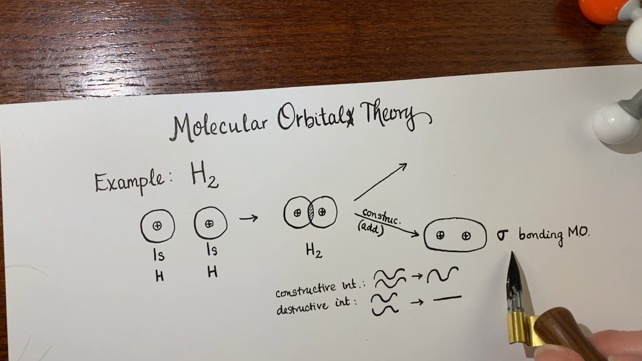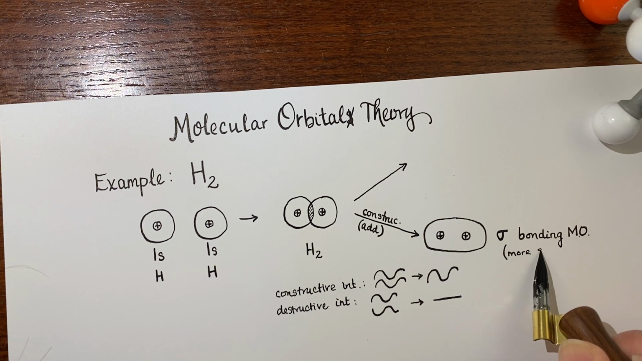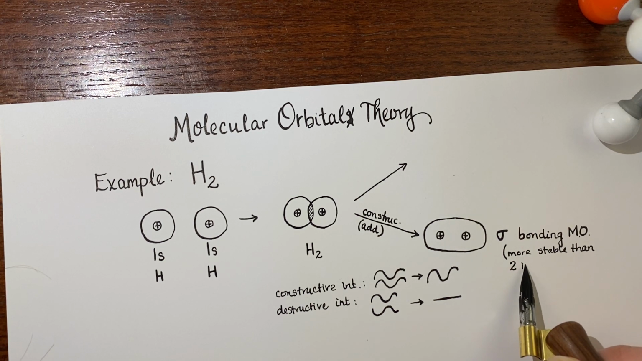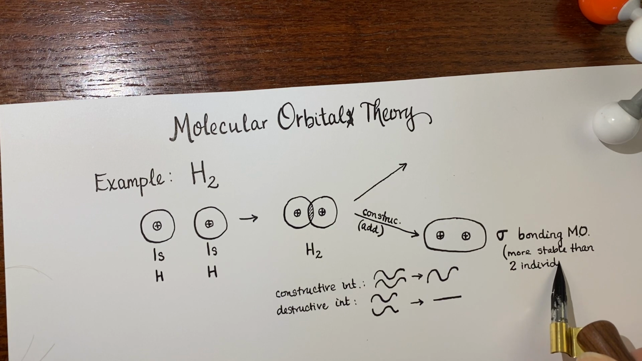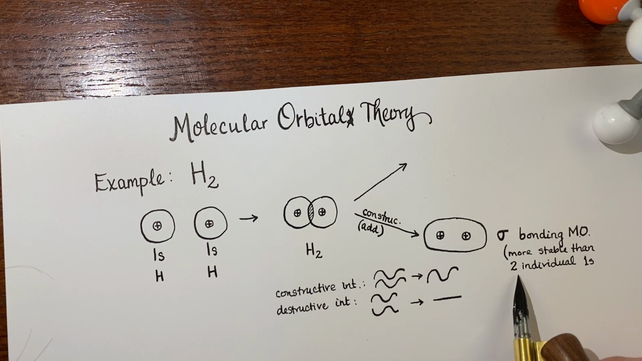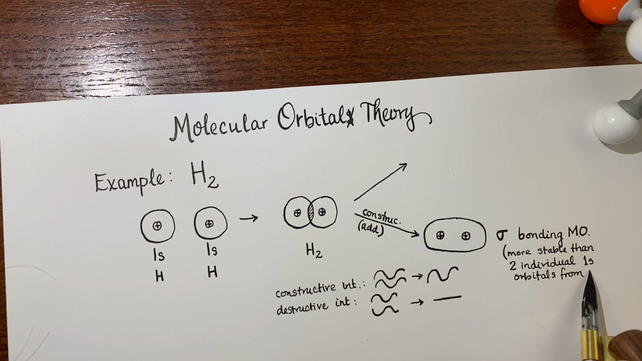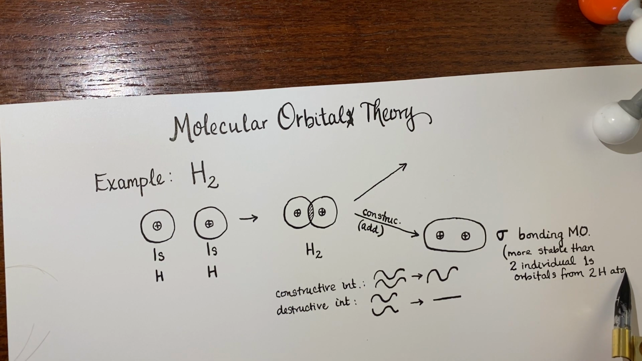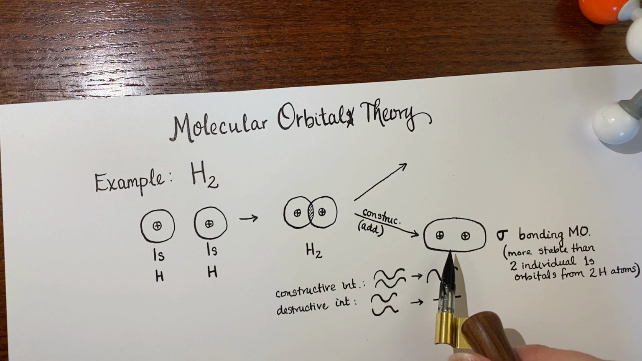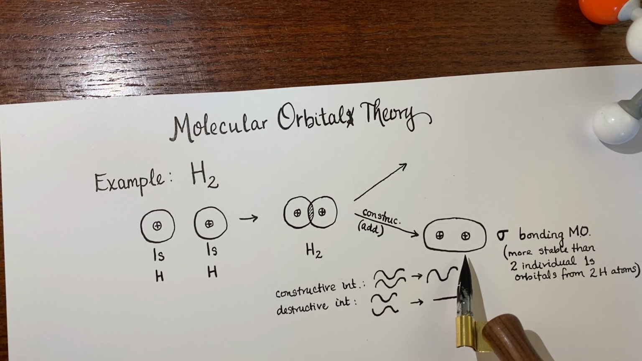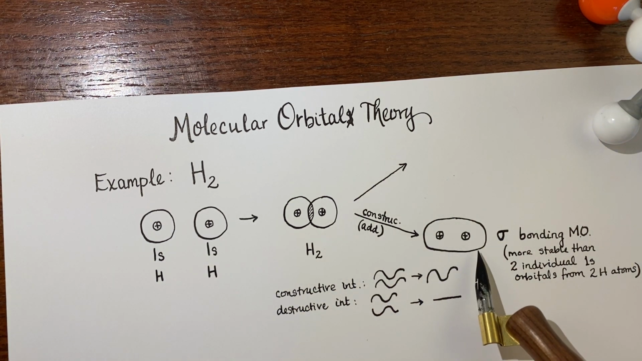Okay, and this is more stable than two individual 1s orbitals from those two H atoms. So the way I drew this here is actually also showing you energetically that these two are higher energy than this resulting molecular orbital. So I did that on purpose, actually.